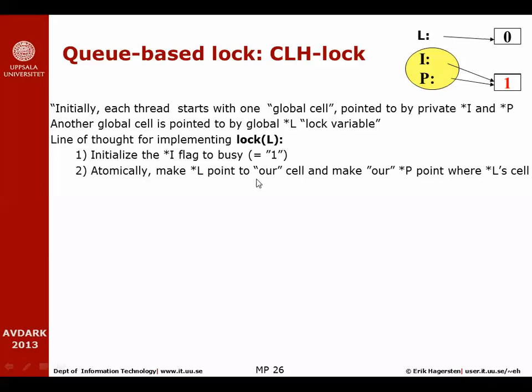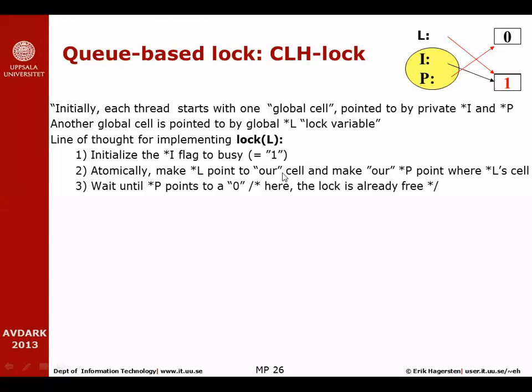The second step, in order for you to acquire the lock, is to atomically swap whatever L is pointed to and whatever P is pointed to. So P is pointed to this cell, which we just initialized to busy, and L may be pointing to a cell which says busy or may say free, depending on what the state of the lock is. So atomically we're going to make this swap. So now L is pointing to a cell that says busy, and P is pointing to whatever L said before.